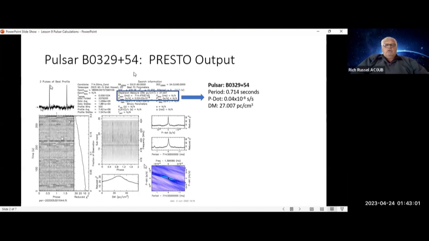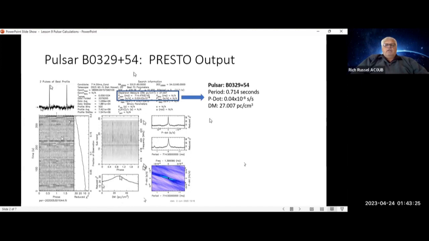Also across the frequency chart, this is the frequency you were observing at, you should see a good amount of data or signal across the frequency band. Dispersion measure should peak at the dispersion measure expected, which this does.